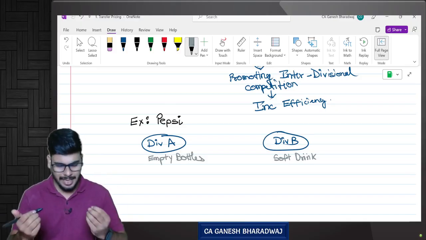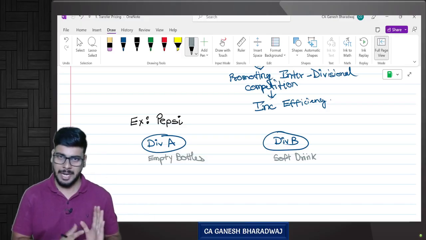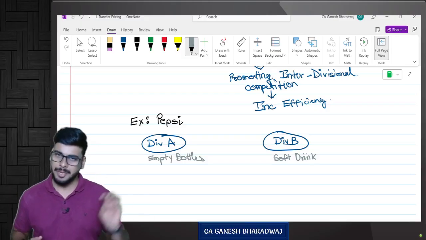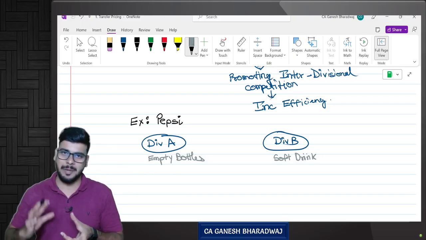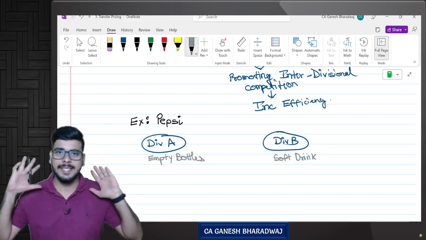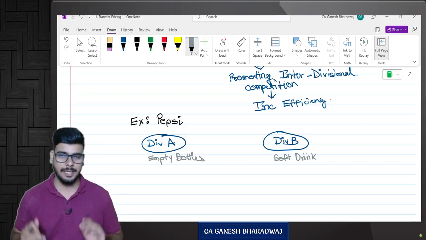Are you clear with this? Simple example I am taking. Pepsi, two divisions. Division A manufactures empty bottles. Division B takes the empty bottles from division A and then fills them with Pepsi, that is the soft drink, and then it sells the Pepsi in the outside market. This is how it works.